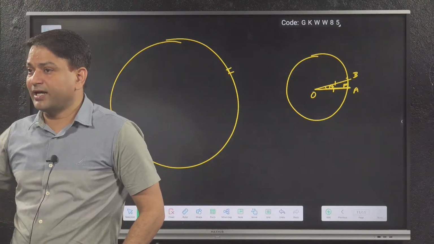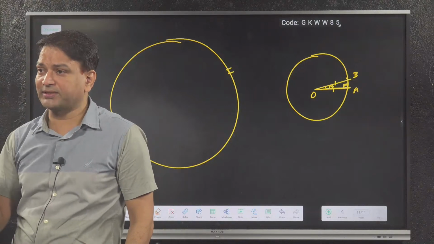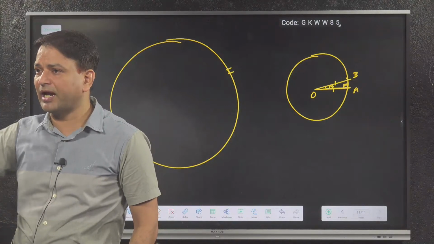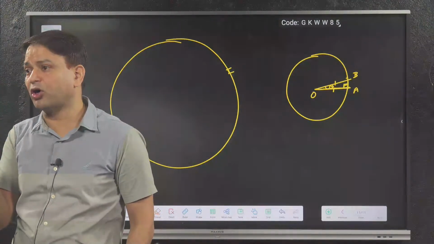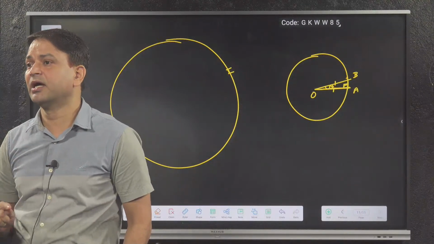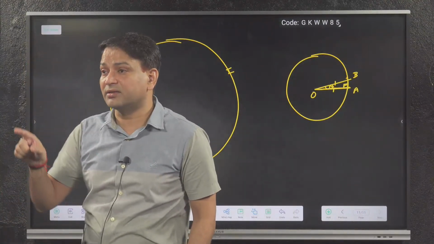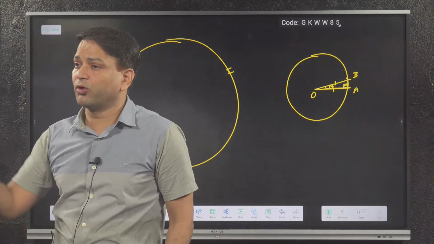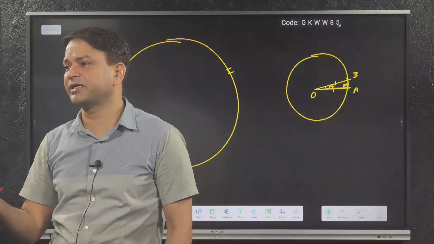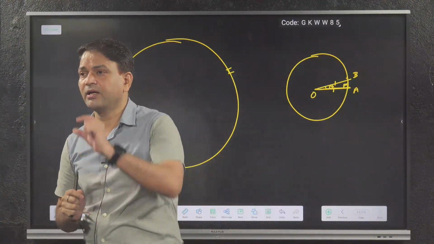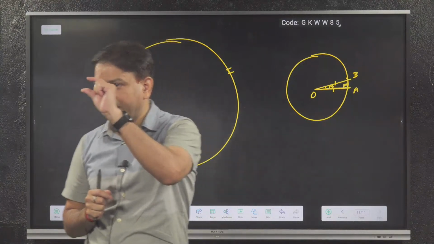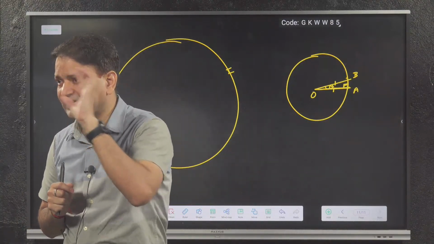Tan theta is perpendicular upon base. Perpendicular is AB, and base is the radius. So tan theta is AB upon radius. What is theta? Theta is the arc upon radius. What is the arc here? AB. And what is the radius? R. So I repeat again, when AB is very small, the arc will appear as a straight line.